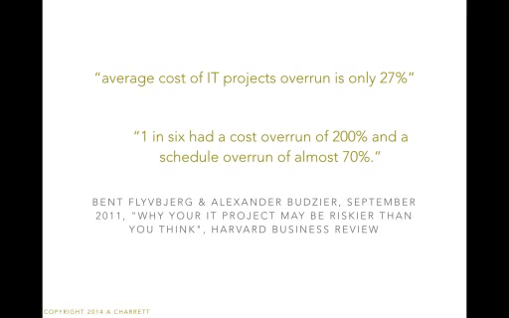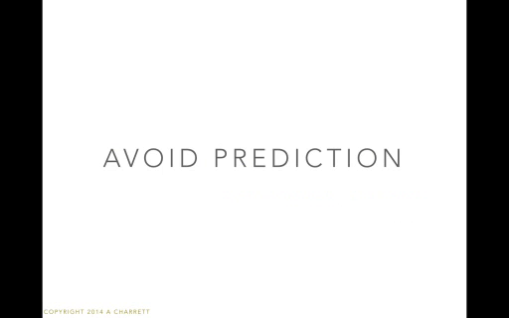In some ways, we need to find an alternative way of becoming better at estimating, and better at handling these black swan situations. We need to avoid prediction. We really can't predict uncertainty. By definition, uncertainty is the state of not knowing something. I think Michael Bolton said that. Something that's unpredictable can't be predicted.